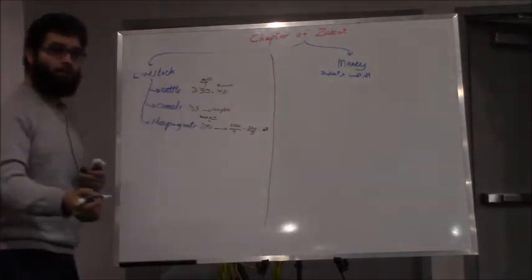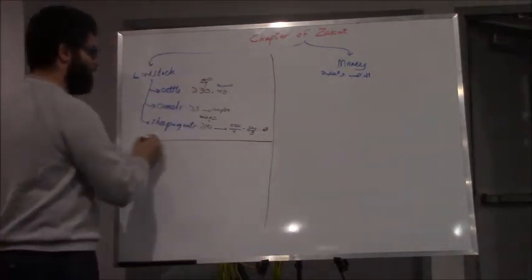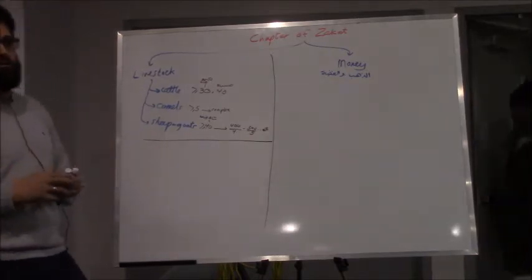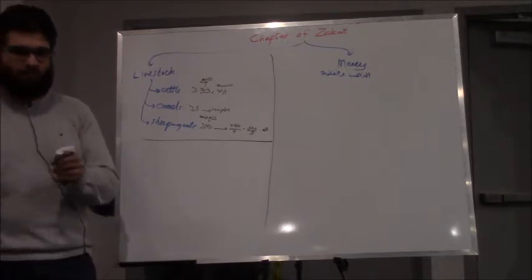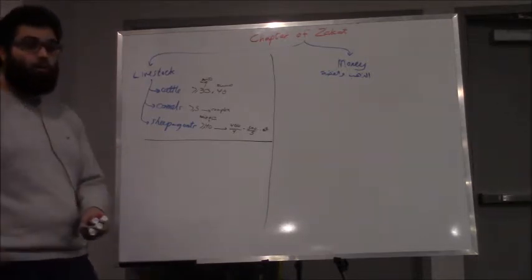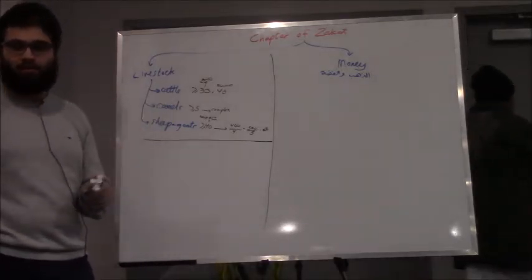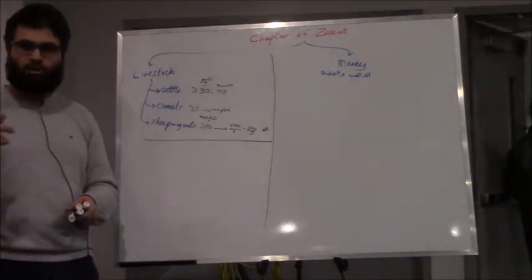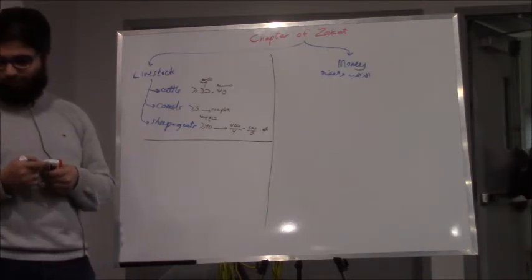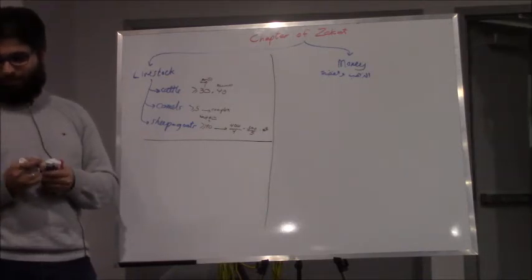Now, if you remember last time when I talked about livestock, I said that in order for us to give this type of zakah, we have to deal with it as if it's livestock. What are the conditions for us treating it as livestock and not as trade goods? Do you remember from last time what the conditions were?